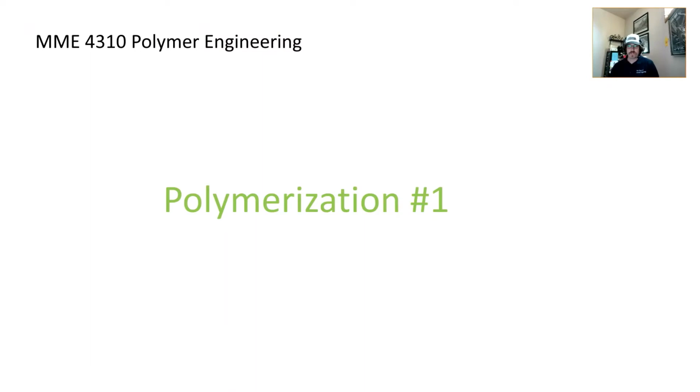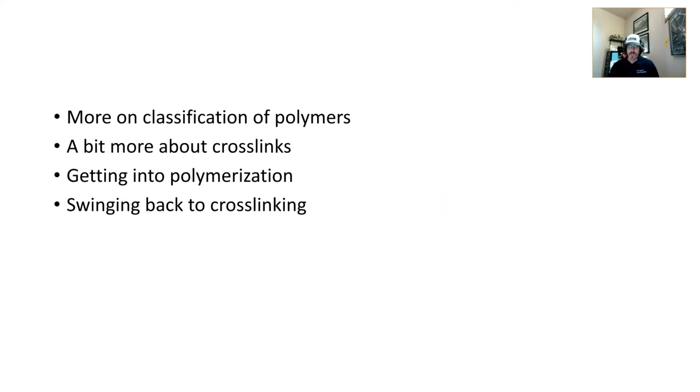We are talking about polymerization, and we'll have one lecture on polymerization and another lecture on polymerization. I'm going to sneak in a little bit of cross-linking because it is in line with an assignment you all have to work on. We're going to talk a little bit more about the classification of polymers and how that interacts with how the chains of the polymers are chemically interacting with one another.